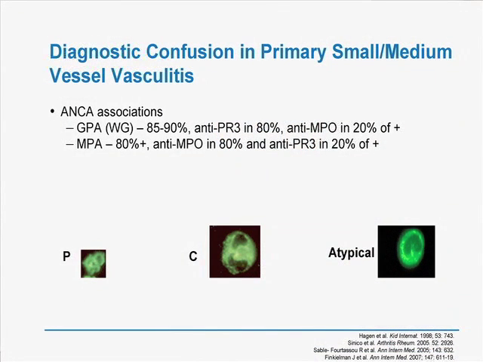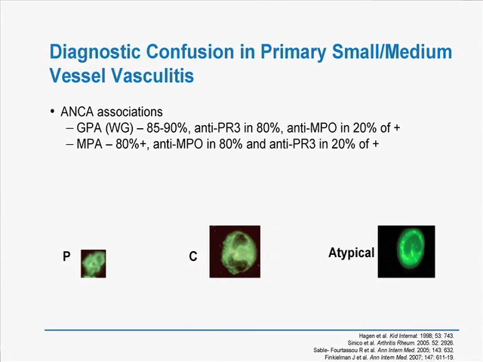We used to call it Wegener's granulomatosis. We now call it granulomatosis with polyangiitis, or GPA, and microscopic polyangiitis. The ANCA thing, that antibody, anti-neutrophil cytoplasmic antibody, it tends to confuse some people. If you look at it by indirect immunofluorescence, there are several patterns that you can see.